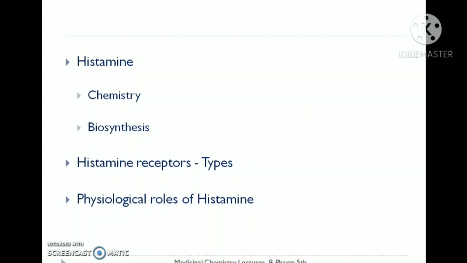So antihistaminic agents are agents that inhibit the interaction or action of histamine at histamine receptors, especially H1 receptors. So before seeing what are antihistaminic agents, we will see what are histamines, its chemistry, biosynthesis, what are the different types of histamine receptors present in our body, what are the physiological roles of histamine, etc.